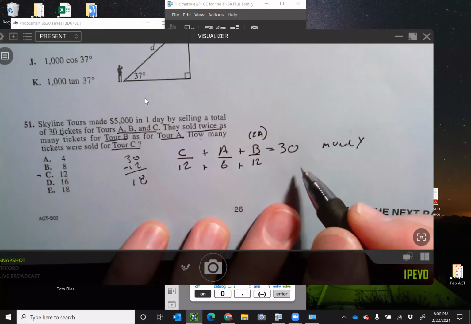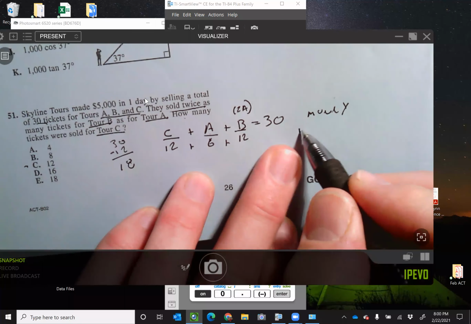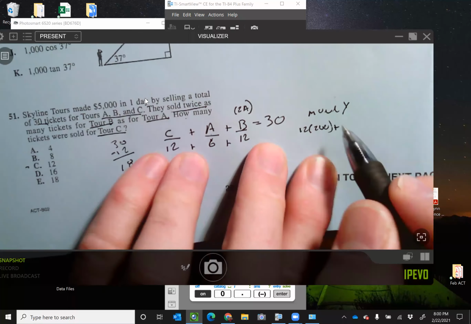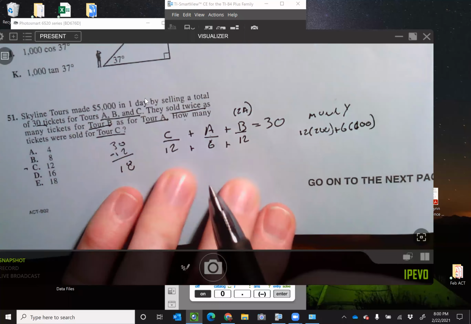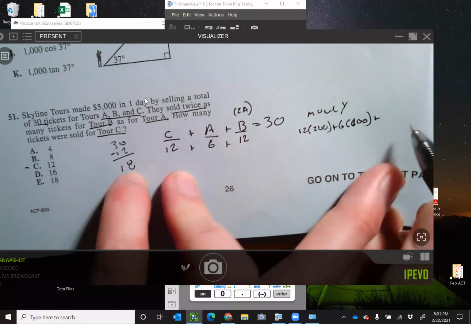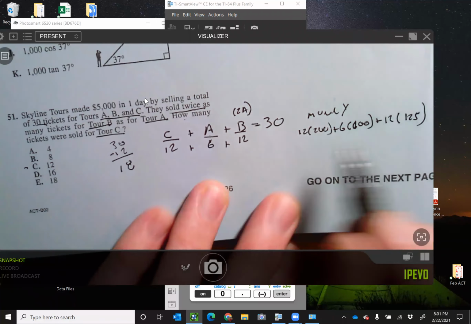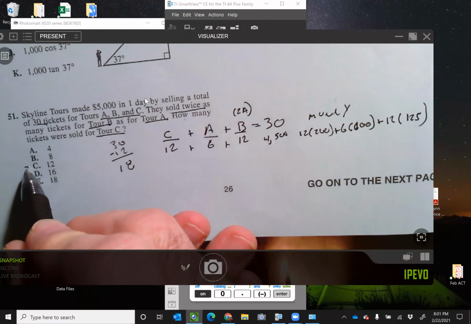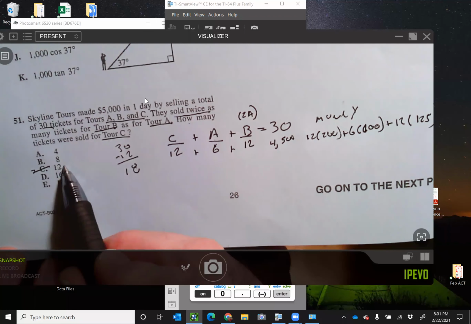And if I figure out the money for that, because in the reading earlier, they tell us how much money for a different tour it is, we would have 12 times the $200 for C, and then plus the 6 times $100 for A, and then we have to add in the 12 times the 125. Well, anyway, that winds up with 4,500. So we're like, C, no way. Let me try, so that was 12.